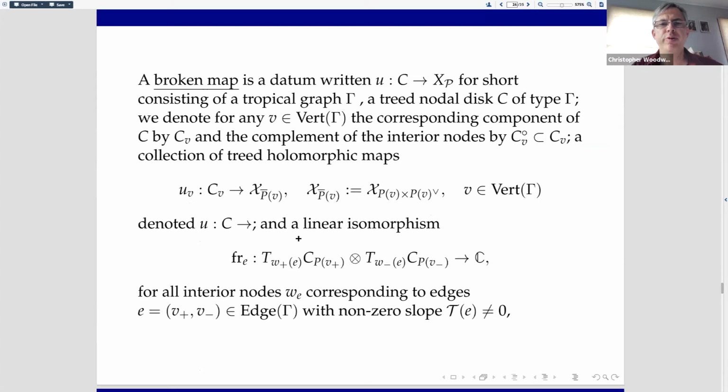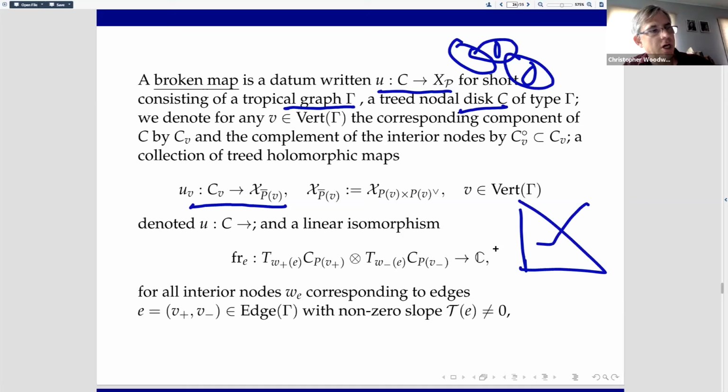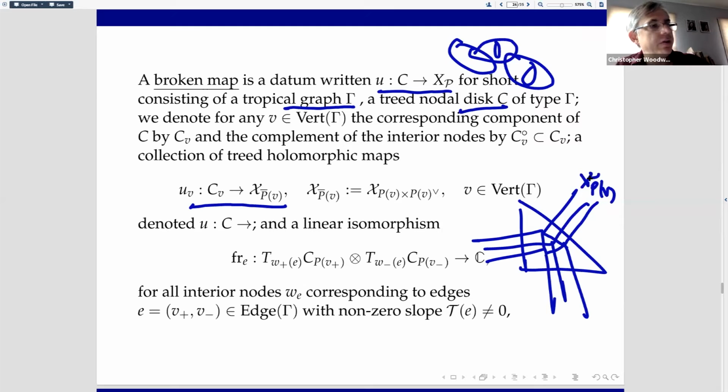Okay, and so then a broken map, which we write as C goes to XP for short, means that you have a tropical graph and some domain. The domain looks something like this. It might have some spheres attached. And then for each of the vertices in the graph, you get a map from some part of this domain C into the cut space, actually corresponding to the thickening. In this thickened picture, the original things are thickened up a little bit. And there's going to be a cut space associated to each of these thickened edges. XP of V bar means the thickened thing. And I have a curve in there.